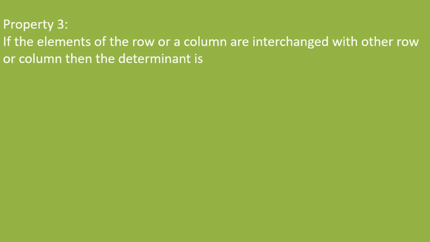Let's take the next one. The next property says if a row or column is interchanged with another row or column, then the determinant is negative. Now why should I believe it? Let me take one example. Let A be 3, 4 and 5, 6. Now I take the determinant of it. This 2 by 2 determinant is simple: 3 times 6 is 18, minus 20. So the answer is minus 2.